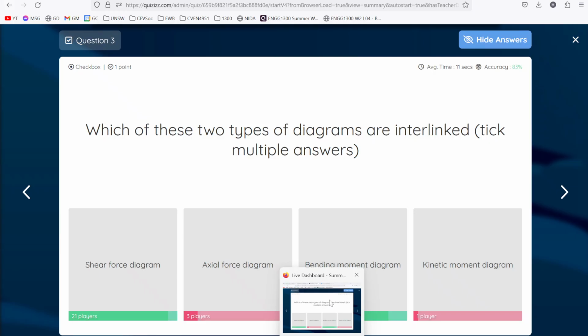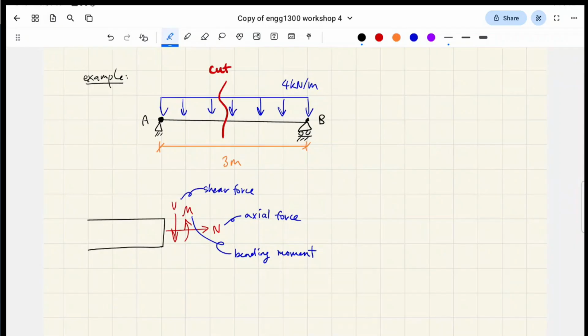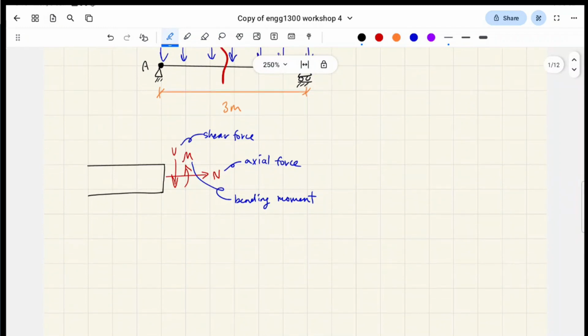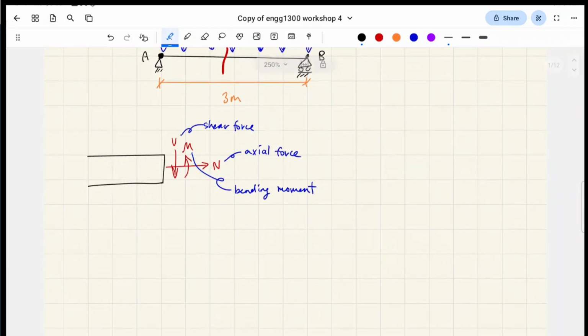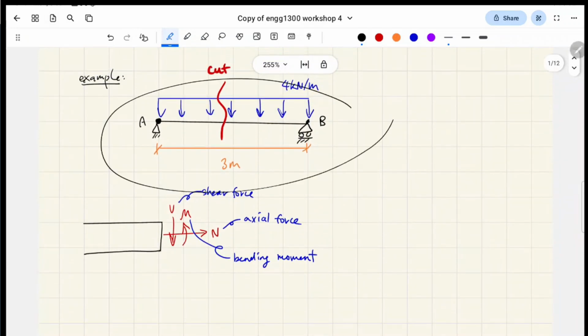Basically, a shear force diagram, an axial force diagram, and a bending moment diagram are a description of the internal response of the beam along any given point in the beam. In this particular case, which is a pretty common case, we have a simply supported beam with a uniformly distributed load on it.